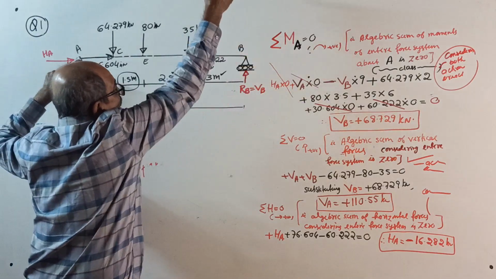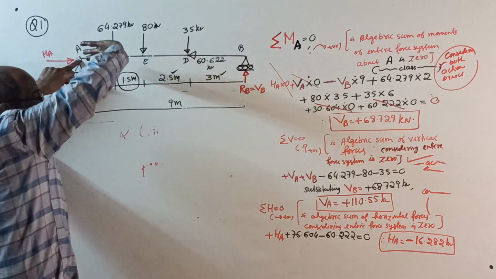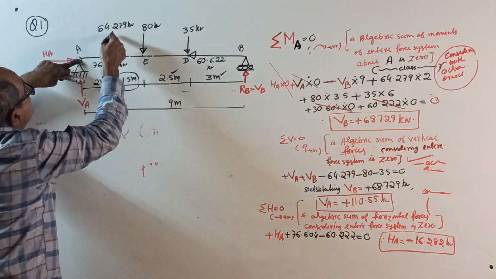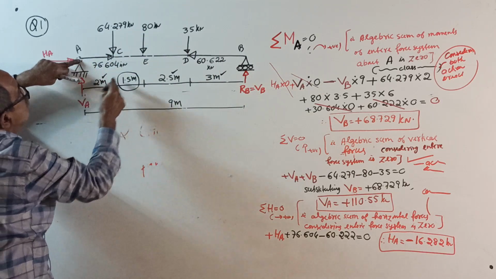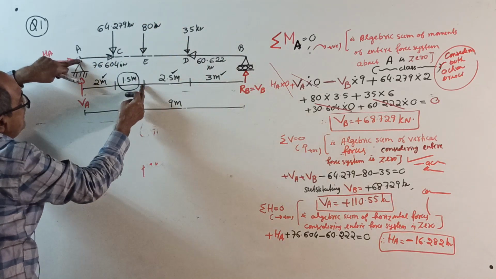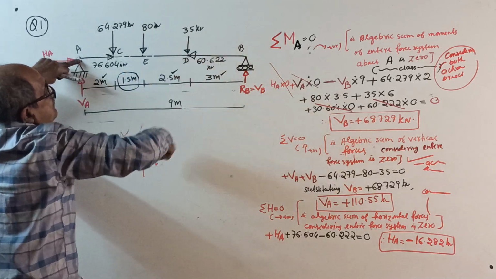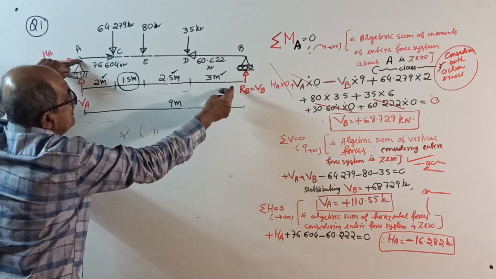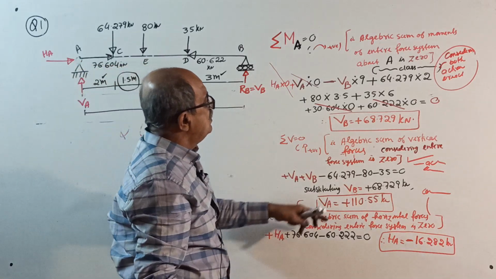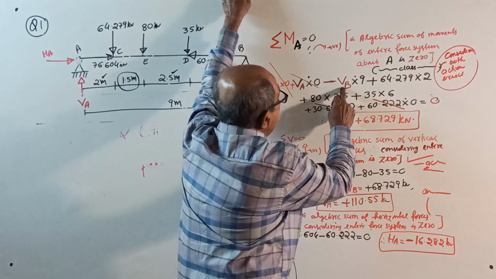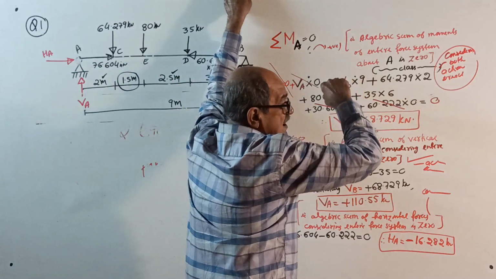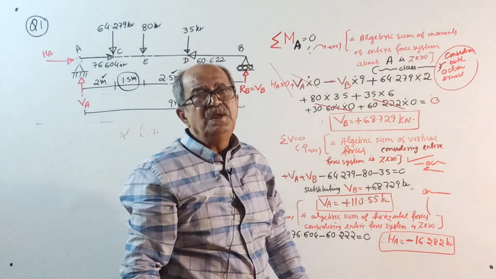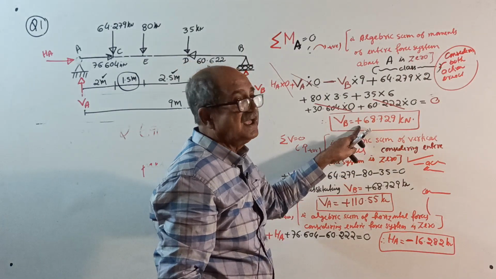So, VB into 9 anticlockwise, minus VB into 9, plus 64.279 into 2, plus clockwise 80 into 3.5, plus 35 into 6, minus 3, 6, equal to 0. You will get the value of VB. See, this minus VB is there, be very careful, take this minus VB to that side, right here only. That much mathematics, if you do not know, better not continue. Okay, VB comes with a plus sign.